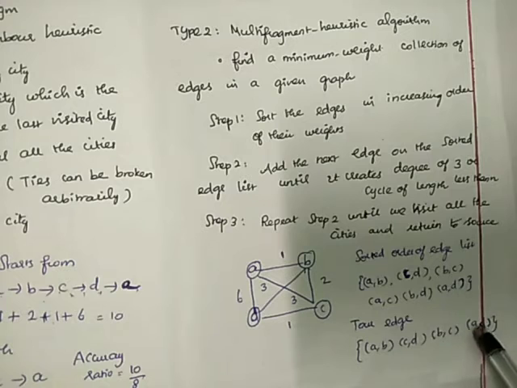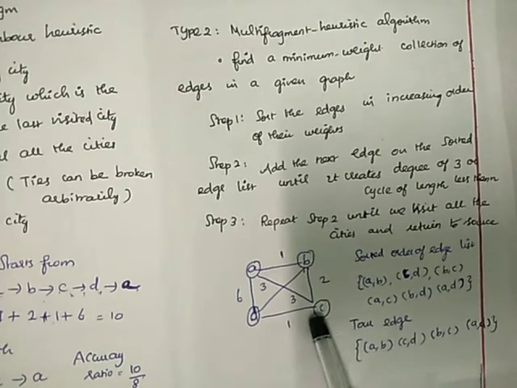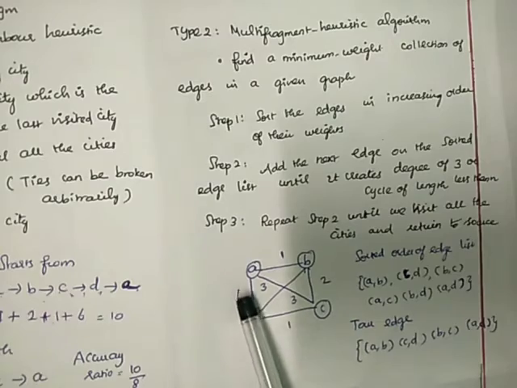Then the last one is AD. So it doesn't form any cycle. The optimal path is A to B, B to C, C to D, then A to D.